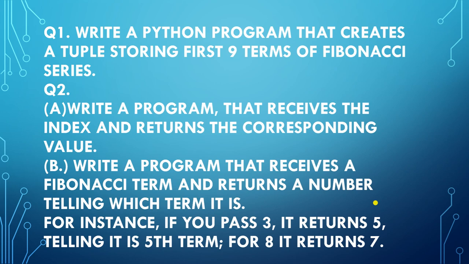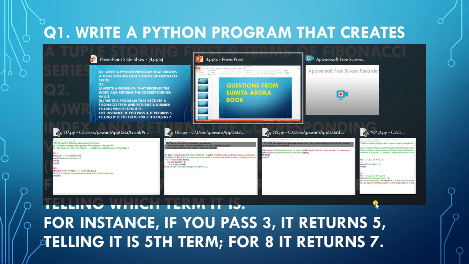Then, you have to write a program that receives a Fibonacci term and returns a number telling which term it is. For instance, if you pass 5, then it returns 5 and tells it is the fifth term. For 8, it returns 7. Now see the program.